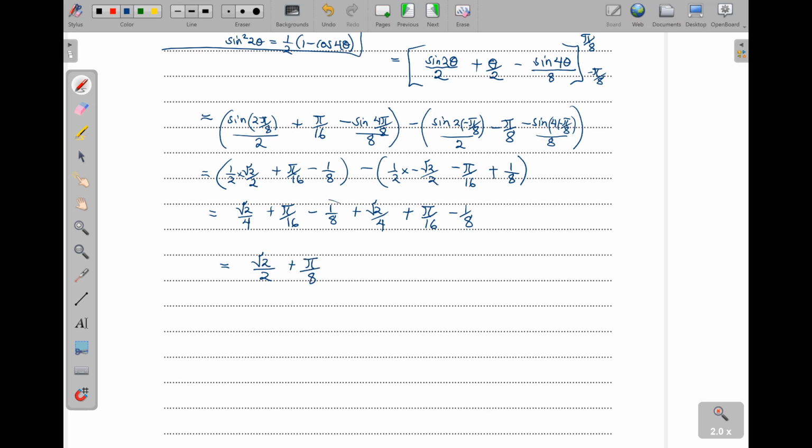And then negative 1 over 8 minus 1 over 8. That one becomes negative 2 over 8, simplified to negative 1 over 4. So this becomes our exact answer.